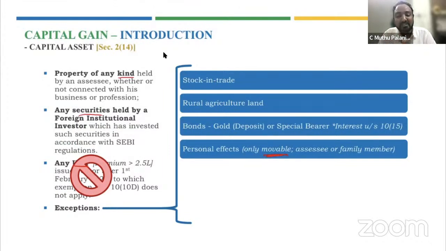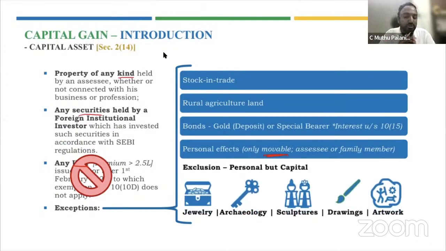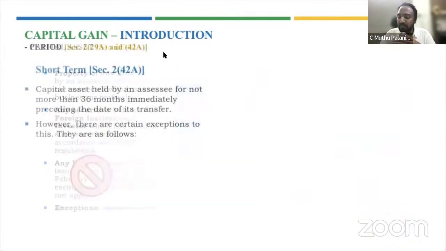When you say personal effects, they are giving you some exclusions, which means these are personal but still capital. So when we said personal assets are not capital, these personal assets are capital. Which personal assets? Jewelry, archaeology related, sculptures related, drawings related, and artwork. These five items, even though personal in nature, will be treated as capital assets. So this is what a capital asset is about.